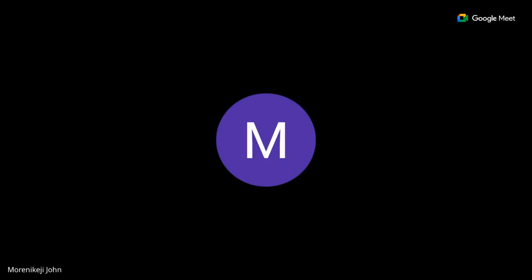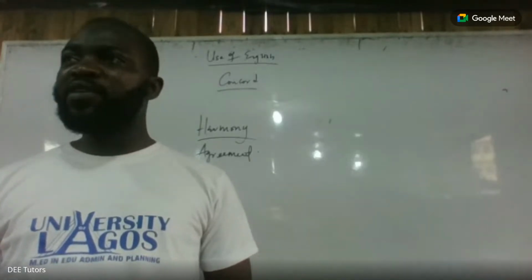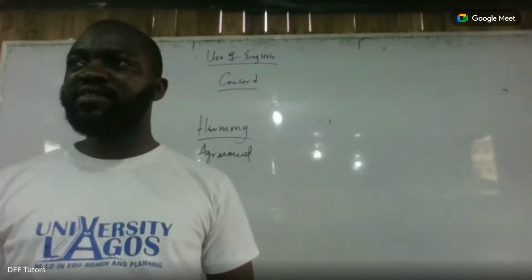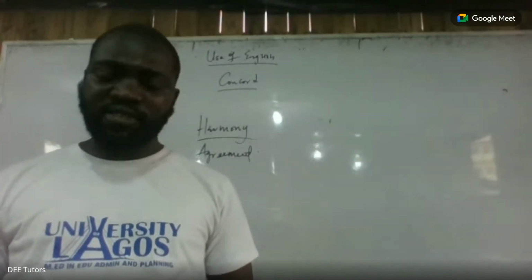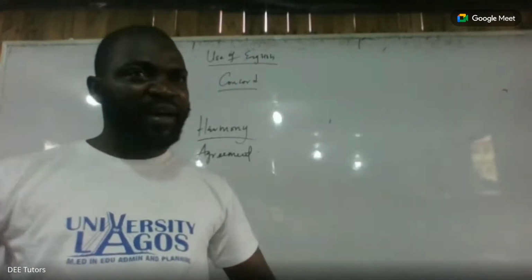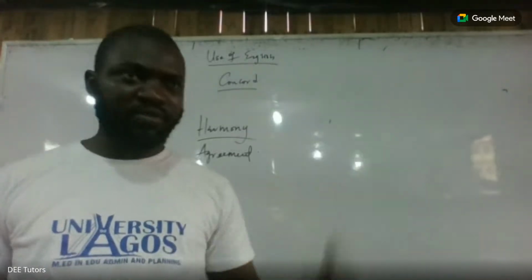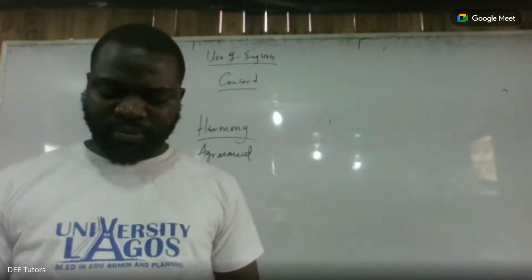I said that Concord is the aspect of grammar that deals with what? The agreement between the subject of a sentence and its verb. Are you not smart? If I don't say it the way I said it before, fill in the gap now.